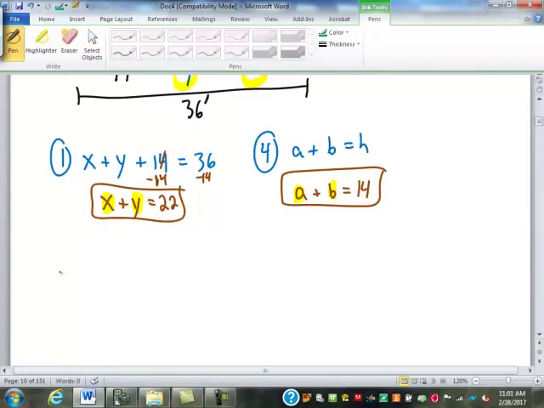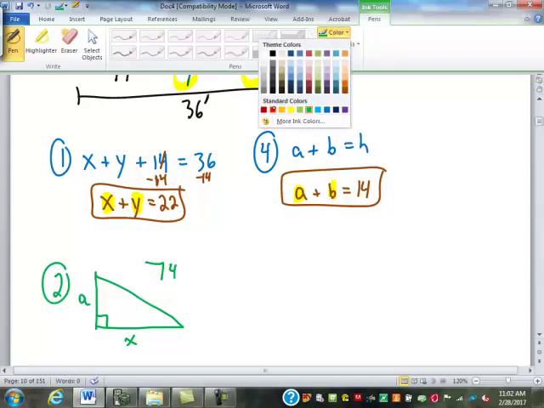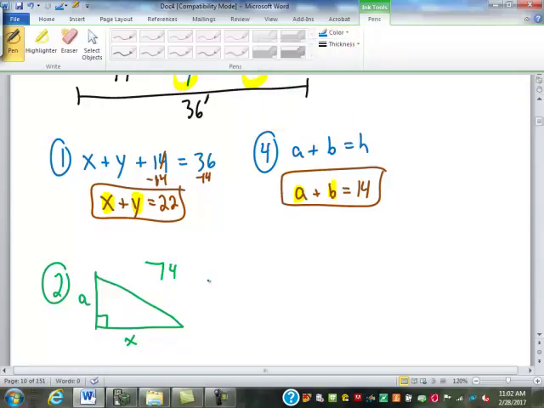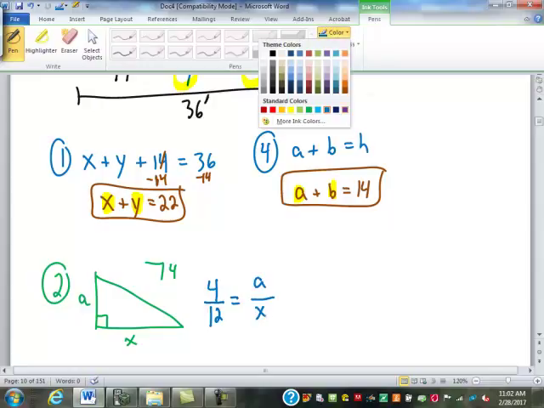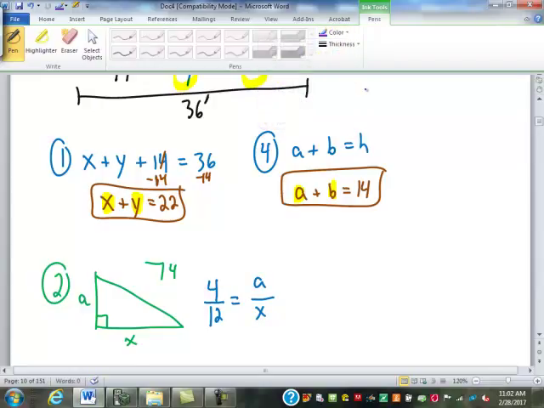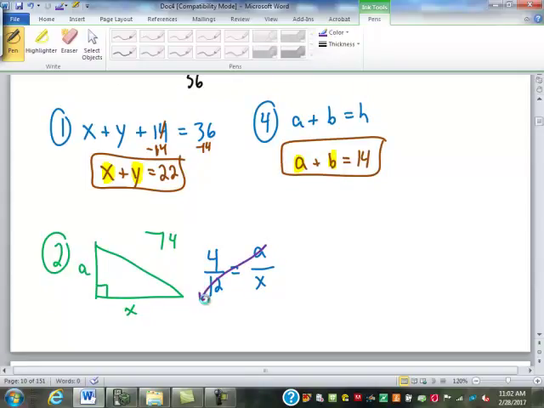I'm going to make this equation 2. In equation 2, I am solving for a. This is a, this is x, and my slope is 4 over 12. So that tells me I've got 4 over 12 equals a over x. It's okay. And we can cross multiply here. A times 12 is 12a. 4 times x is 4x. So 12a equals 4x.